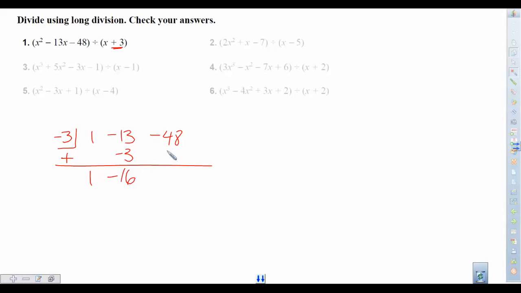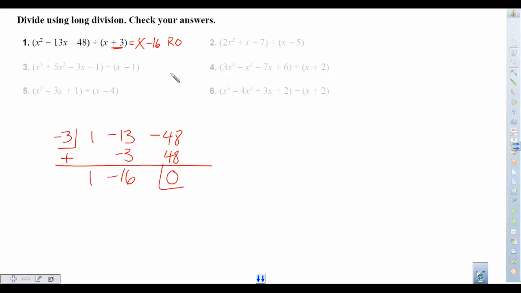Negative times a negative makes a positive. I think that's 48. Add those up, we get 0. That's your remainder. So what we have left here, we just took a quadratic and divided it by a linear, so that degree drops down by 1. So we have 1x minus 16 with a remainder of 0.